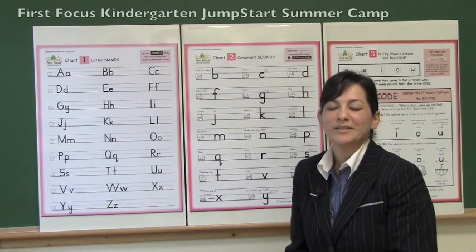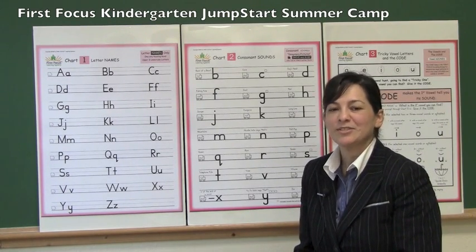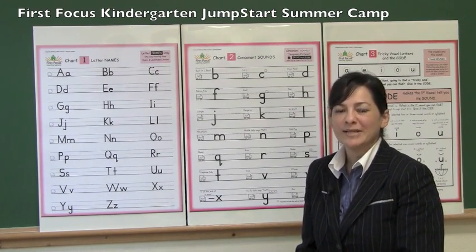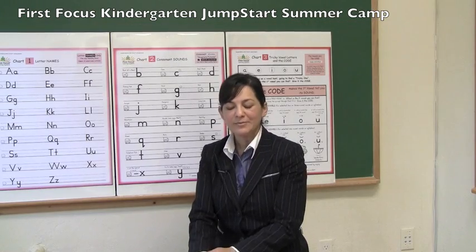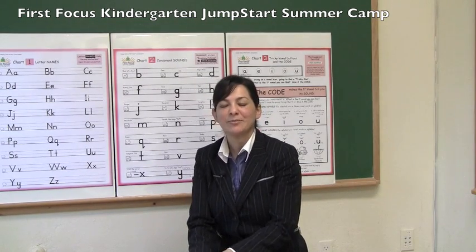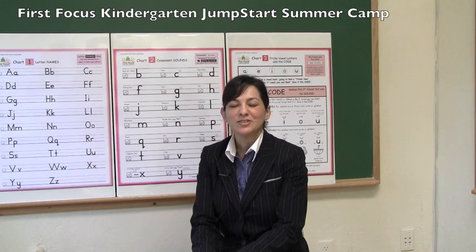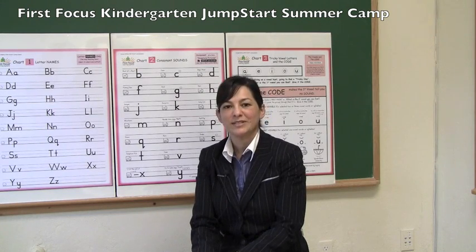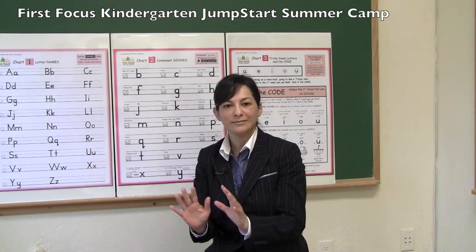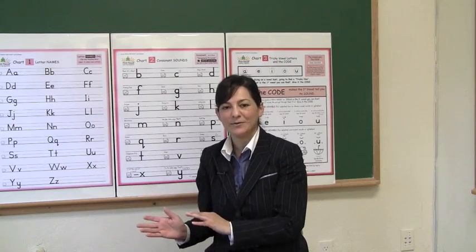The objective of JumpStart Kindergarten is to establish the foundation for a phonics-based method of reading. So the Summer JumpStart program for kindergarten has two separate one-week sessions. Session 1 introduces the students to differentiate between letters: they have a name and they have a sound.